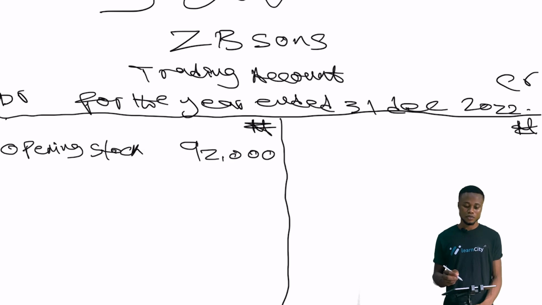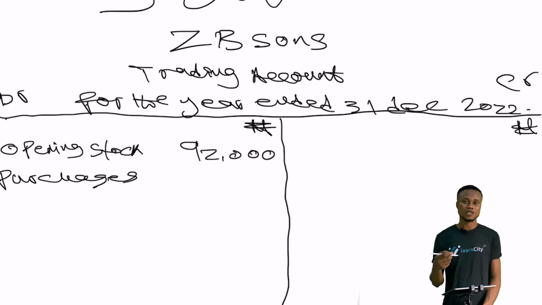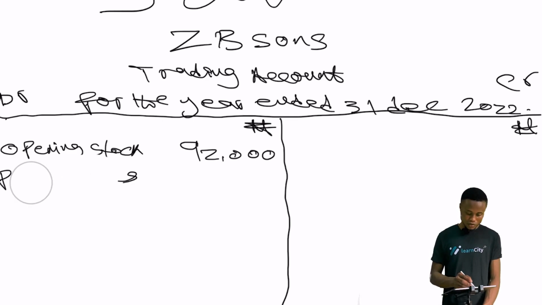So after opening stock, once you have a stock in your organization or business, of course you have to purchase more items or goods. So purchases will follow the opening stock. So the next item is purchases. If you go to the question, you're going to see the amount for purchases, as I wrote it earlier. The amount they give us for purchases is 477,600. Let me rewrite these purchases because it has a little adjustment.